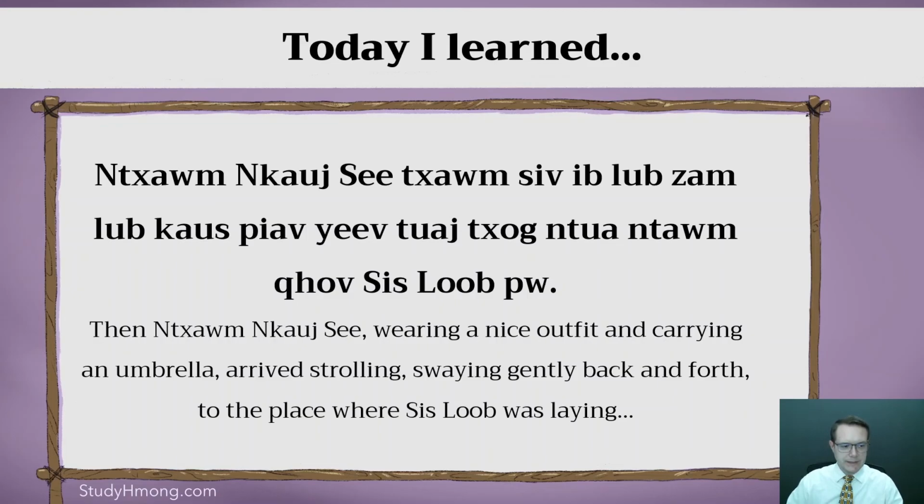Here's a good example of how bia ying really is used. She was just on a walk. She just kind of walks, swaying back and forth as she goes with her umbrella and her nice little outfit.